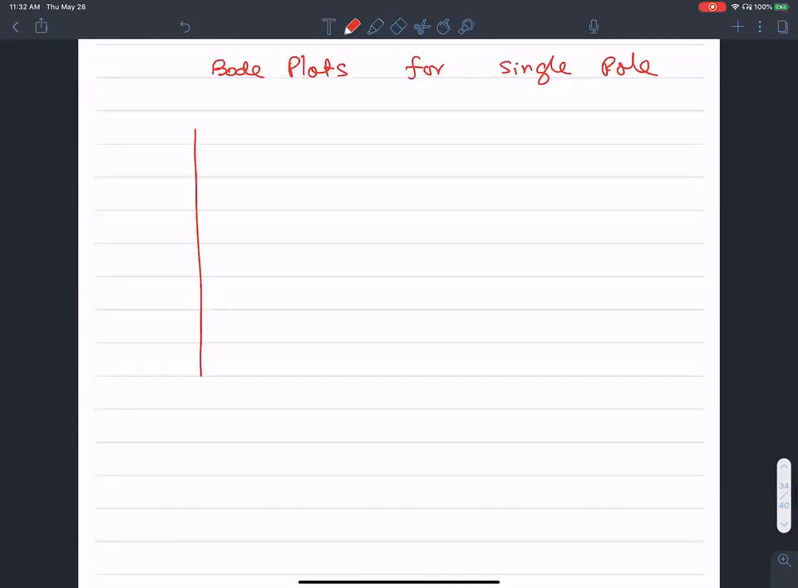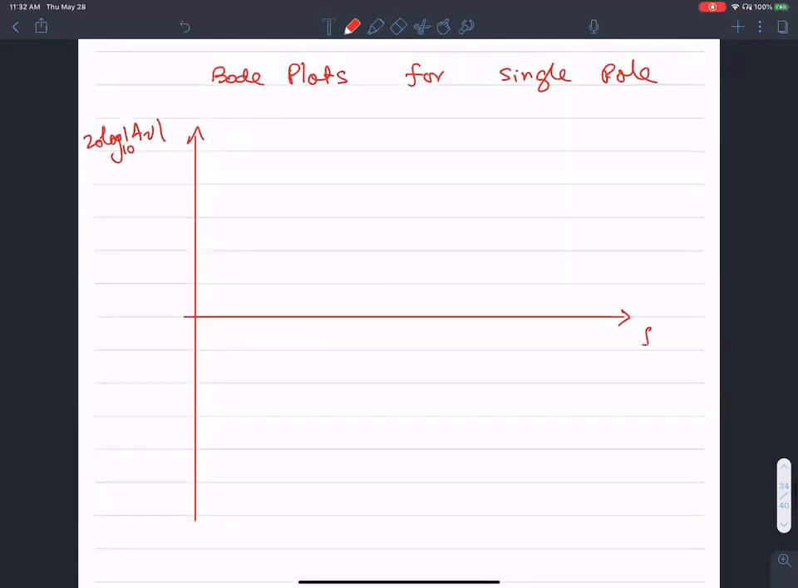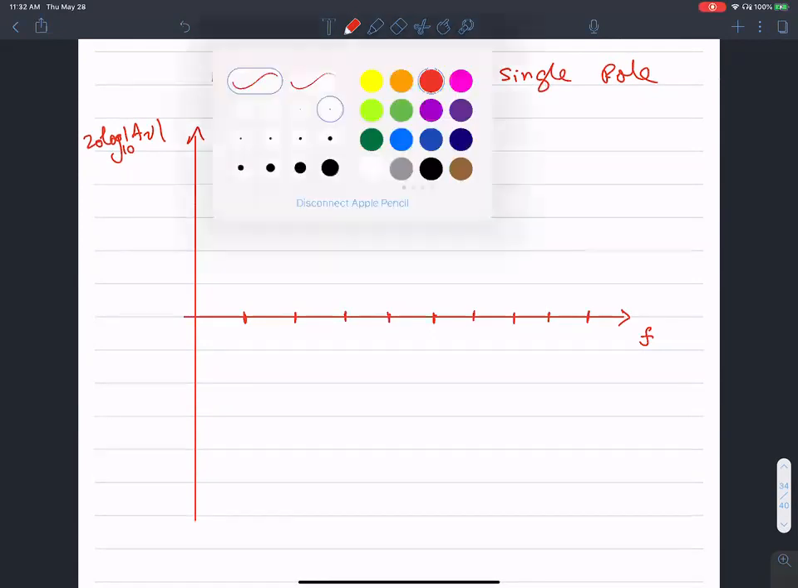The response for a low pass filter is going to be something like this. This is the Bode plot. On the top is the gain, magnitude of gain in dB. And on the x-axis is frequency in logarithmic scale, 1, 10, 100, 1,000, 10,000, 100,000, mega, 10 mega, 100 mega, and so on. I'm going to make some crude approximations here.